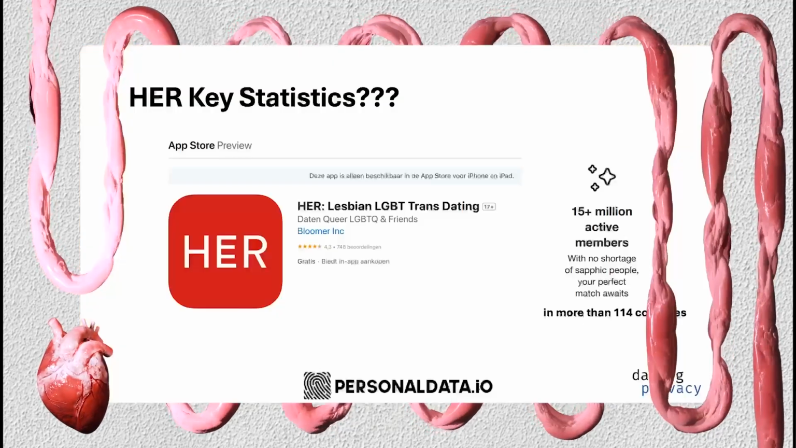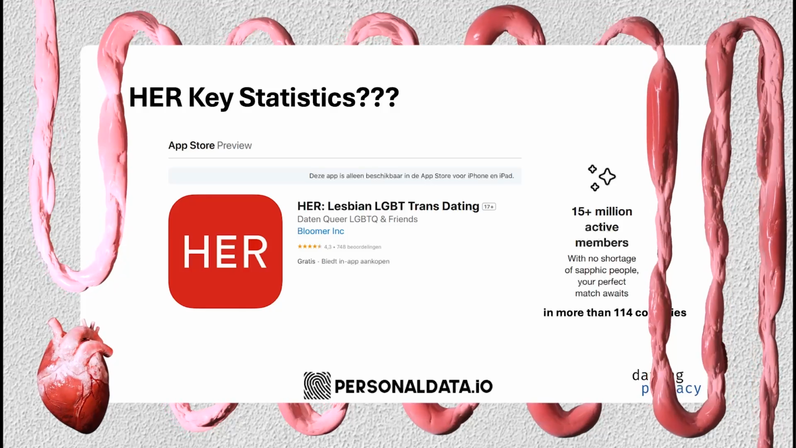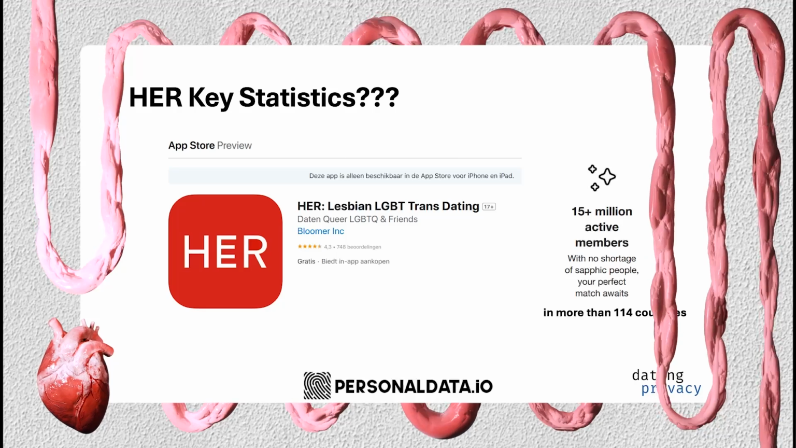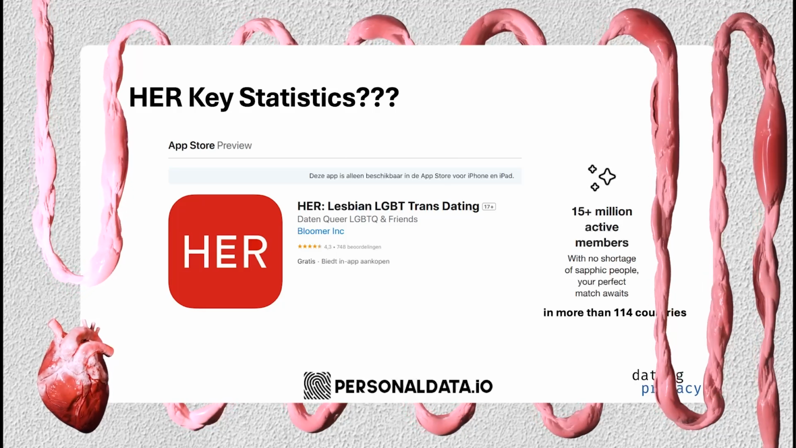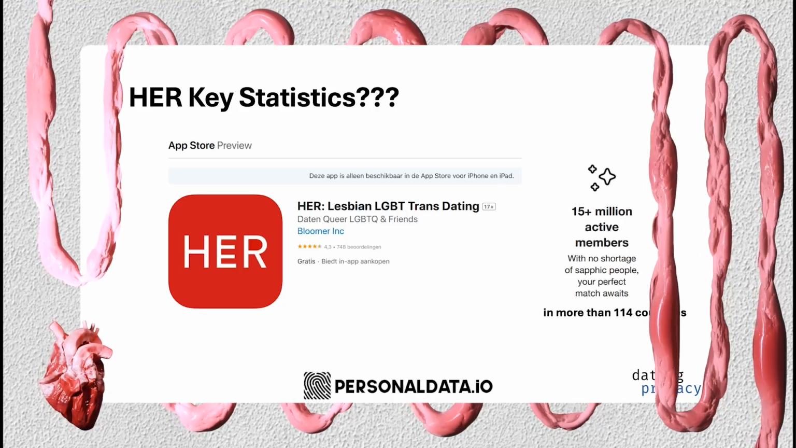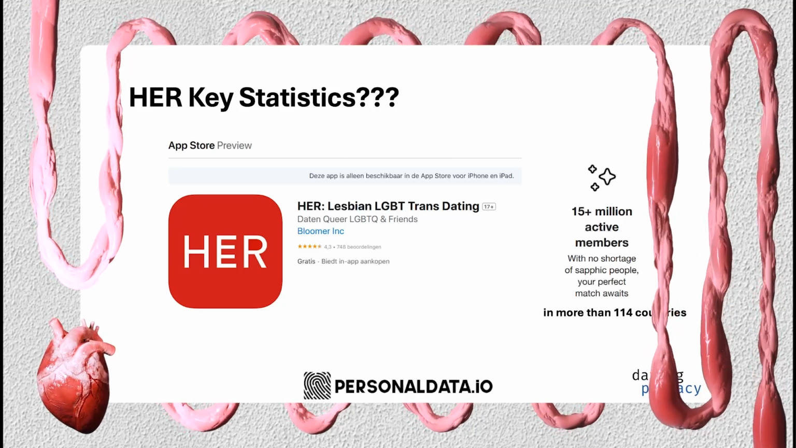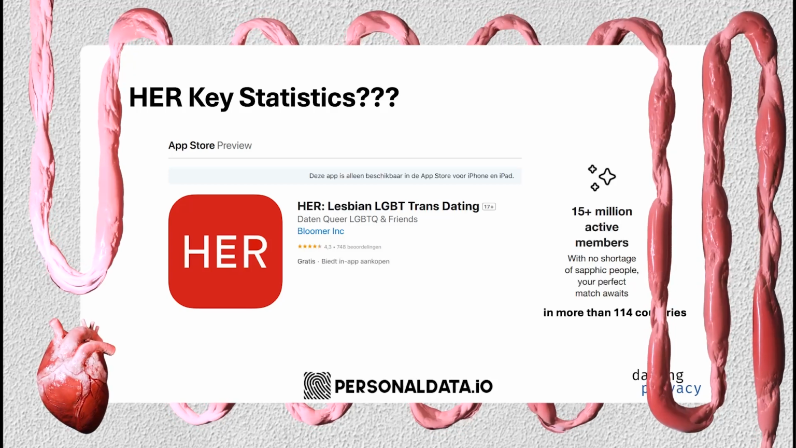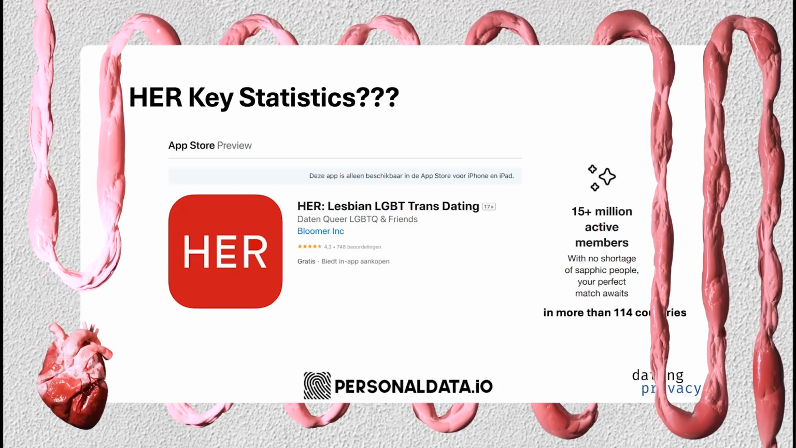Of course, the app can balance the sample. They can favor diversity, but we're not sure they are doing it. About Her, it was more difficult to find statistics. On their website, they say they have more than 15 million active members in more than 114 countries. I saw it's also active in the Netherlands, and it's an app marketed as for lesbian, LGBTQ+, and trans dating.